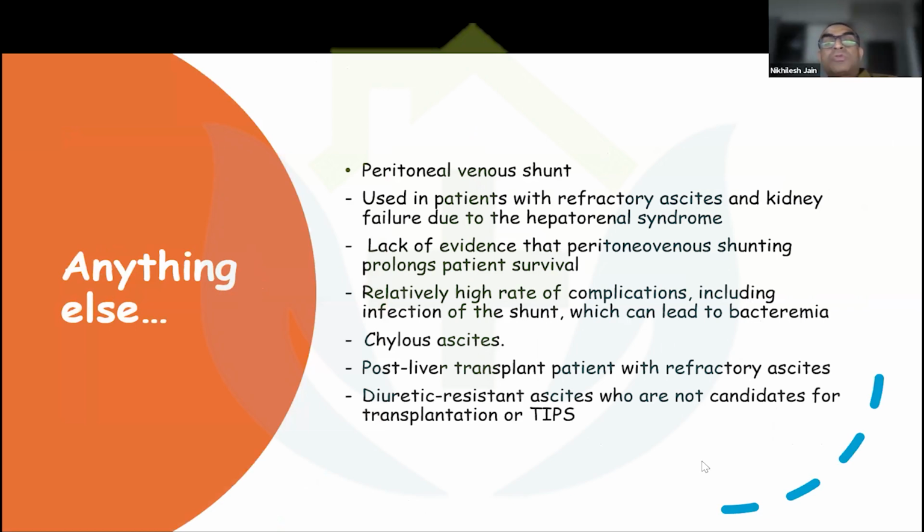So what else can be done? You do a peritoneal venous shunt. It is used in patients with refractory ascites and kidney failure because of hepatorenal syndrome. There's a lack of evidence that peritoneal venous shunting will actually prolong patient survival. There are very high rate of complications, including infection of the shunt. At times, you can use it for chylous ascites, post-liver transplant patients with refractory ascites, and of course, diuretic-resistant ascites who are not candidates for transplantation or TIPS.